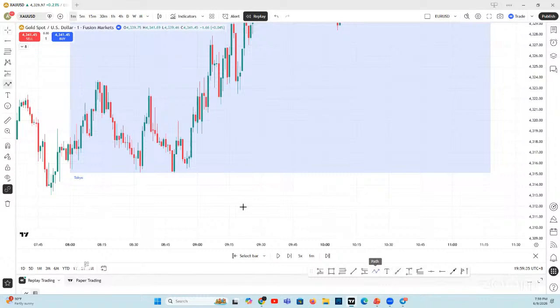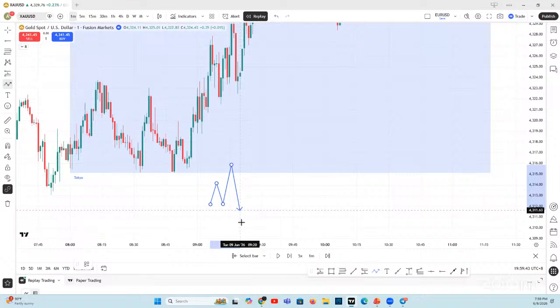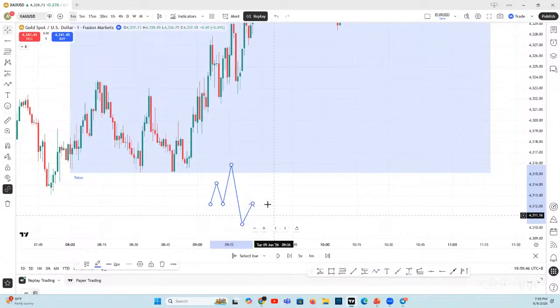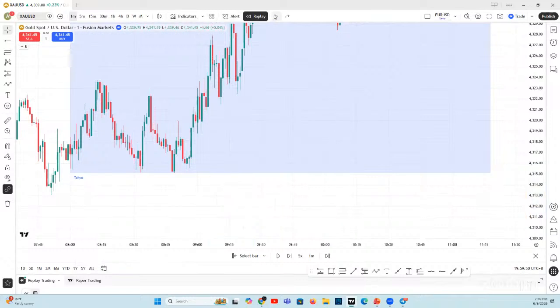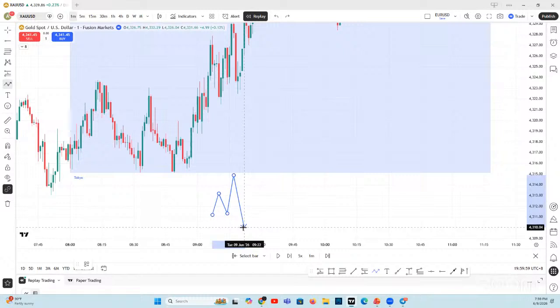A QM, a bearish QM is like this. Okay? Left shoulder, head, neckline, breaking the neckline. Again, shoulder, head, neckline.